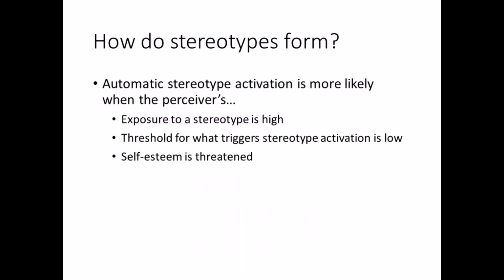Using subliminal presentation, researchers have found that the automatic activation of a stereotype is more likely to occur when the perceiver's exposure to the stereotype is high. The more familiar they are, even if they don't believe it, the more likely it will be activated when exposed to the relevant target group. Automatic activation is also more likely when the perceiver's threshold is low, when their stereotypes are easily activated, and third, it's more likely when the perceiver's self-esteem is threatened.